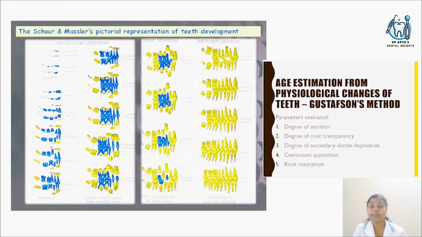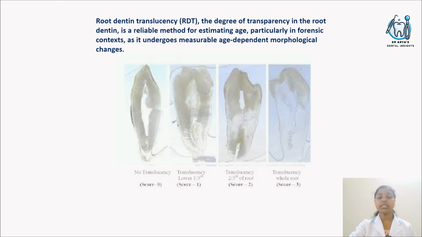And this is Gustafson's method. This is age estimation based on certain morphological and histological changes of the teeth. This method assesses regressive changes such as attrition, secondary dentin deposition, loss of periodontal attachment, cementum apposition at the root apex, root resorption at the apex, and dentin translucency. Coming to root dentin translucency, this is the degree of transparency in the root dentin. It is a reliable method for estimating age, particularly in a forensic context, as it undergoes measurable age-dependent morphological changes.